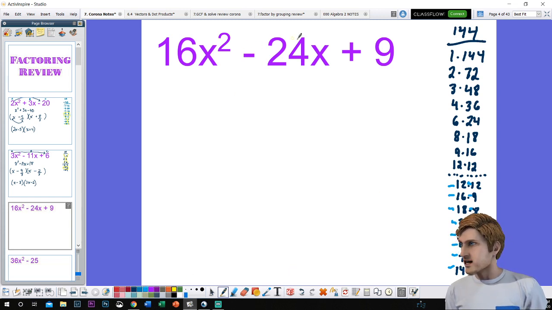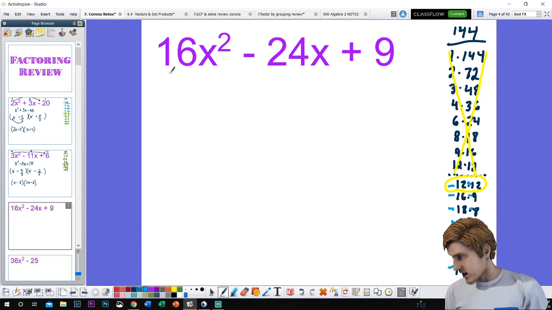Next, this is a negative 24, so look at all of these I can eliminate. It's not any of those on top. It has to be one of these on the bottom. So I look through my list, and look, the very first one I come to is my answer. Negative 12 minus 12 gives me negative 24.